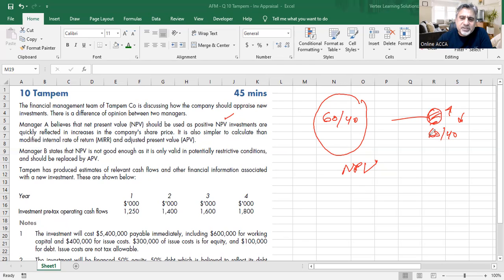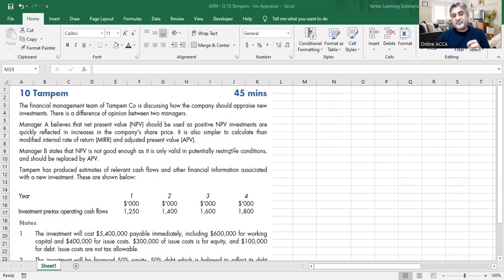Now, it is a small project. Even if this small project is like 50-50, still because it is so small, when it goes to the total, the impact is not bigger. But if it is a bigger project with a different gearing ratio, then NPV is not suitable. Okay, so these are the two things which we said are restrictive conditions.